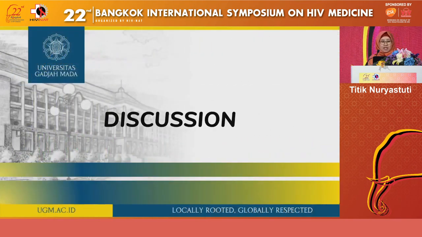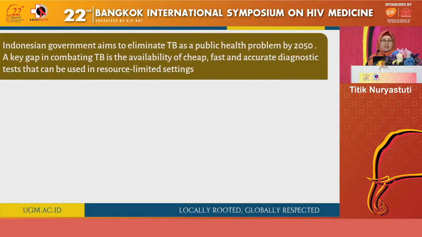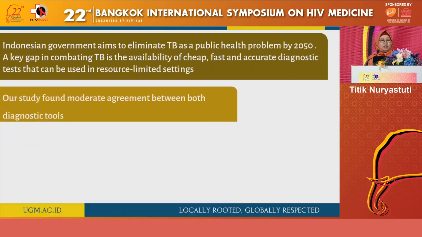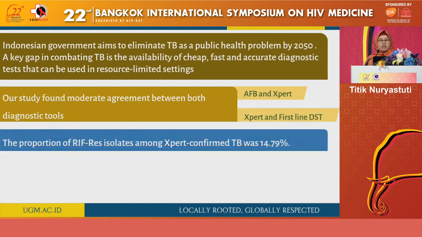For the discussion, I put some statements. The Indonesian government aims to eliminate TB as a problem by 2050. But there is still a gap in combating TB, which is that we don't have a cheap, fast, and accurate diagnostic that can be used in resource-limited settings. Our study found moderate agreement between both diagnostic tests, AFB and Xpert, and also Xpert and phenotypic DST. We also found that the proportion of rifampicin resistant isolates among Xpert confirmed TB is about 14%.